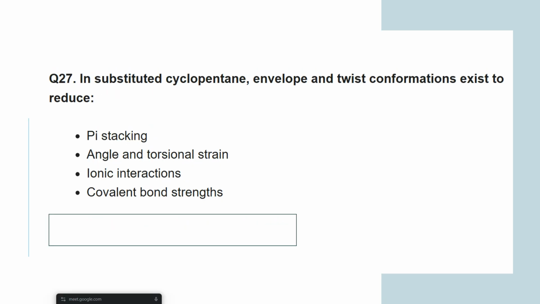Then in the next question, in substituted cyclopentane, envelope and twist conformations exist to reduce pi stacking, angle and torsional strain, ionic interactions, or covalent bond strengths. So, the envelope conformation for cyclopentane exists as the most stable conformation so that it can minimize the angle strain and torsional strain in a cyclopentane ring. Okay, so out of these four options, we will choose option B as the correct one.